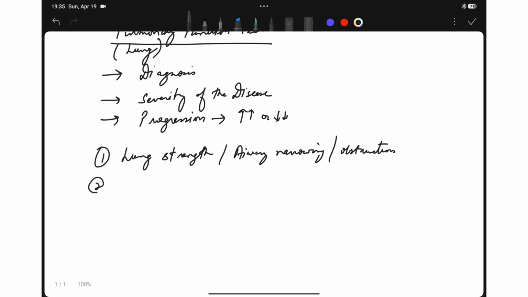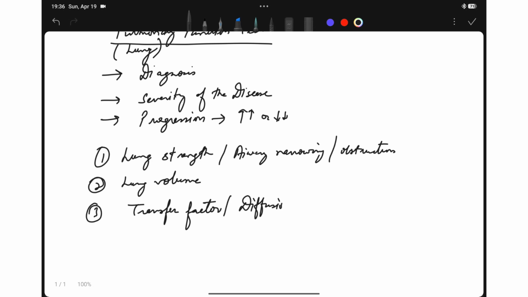The second point, we know about the lung volume. The amount of air we breathe in or out is to be ascertained also in the pulmonary function test. The third point is about measuring the transfer factor or diffusion capacity of the lung.